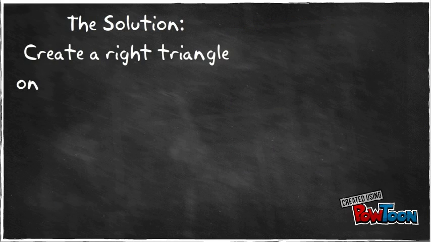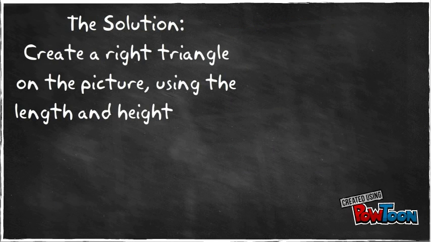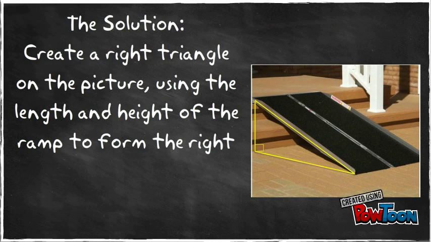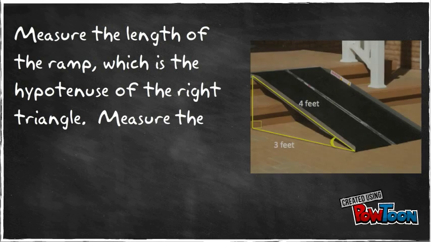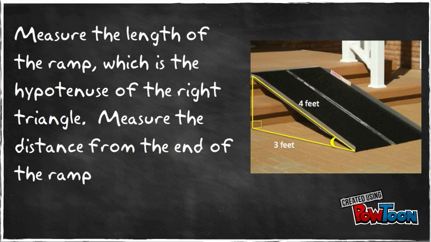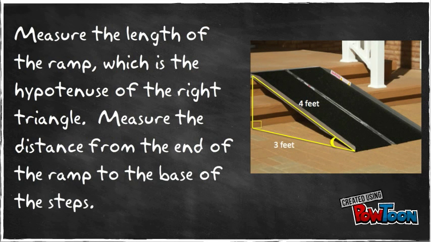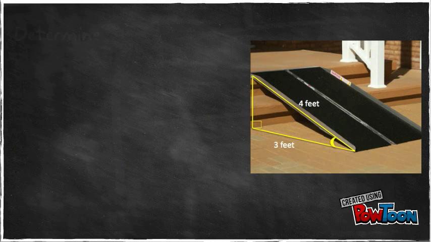To begin solving our problem, we'll create a right triangle on our picture, using the length and height of the ramp to form the right triangle. Next, we'll measure the length of the ramp, which is the hypotenuse of the right triangle. We'll also measure the distance from the end of the ramp to the base of the steps.